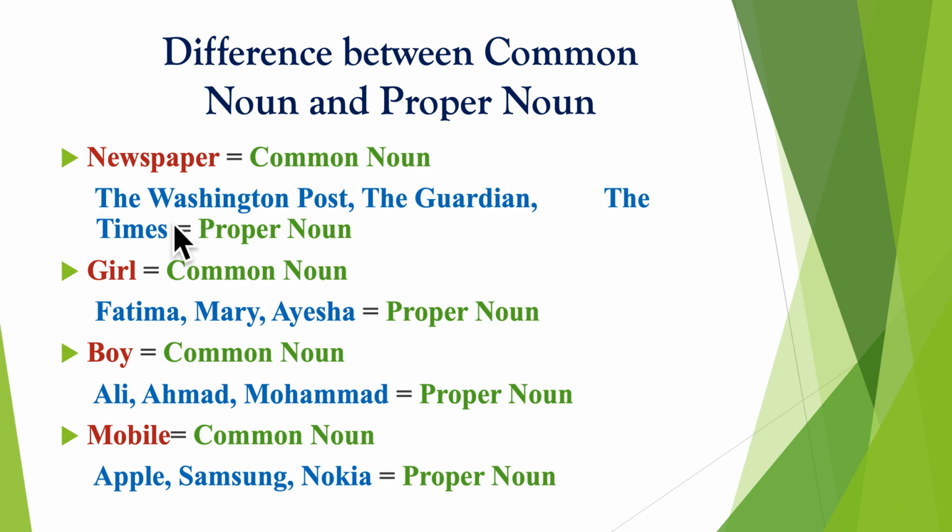proper noun. Like girl. Girl is a common noun. We don't know which girl we are talking about. But when we talk about a particular girl like Fatima, Mary, Aisha, then they become proper nouns. Likewise boy. Boy is a common noun. We don't know which boy we are talking about. But when we talk about a particular boy, then it becomes a proper noun like Ali, Ahmad, Muhammad, and so on.